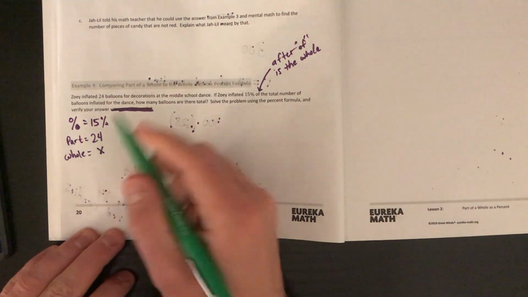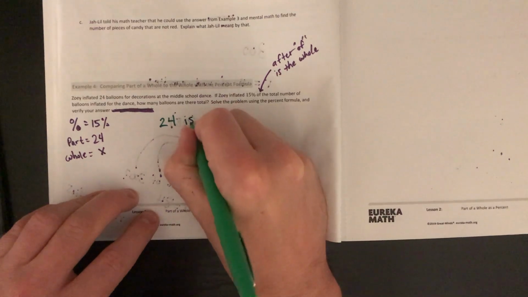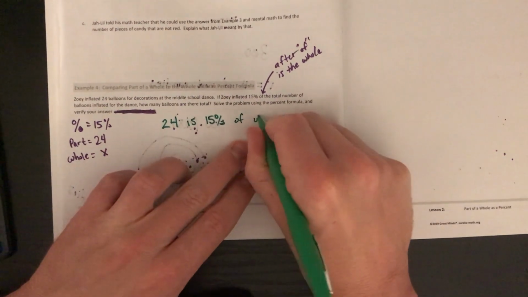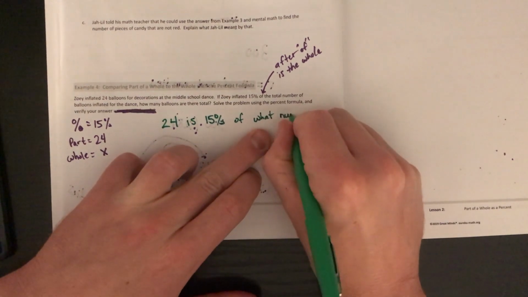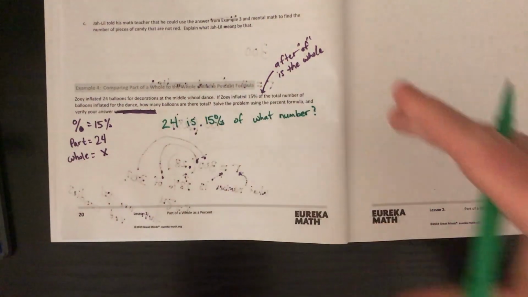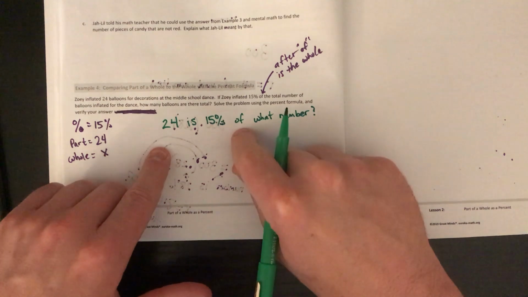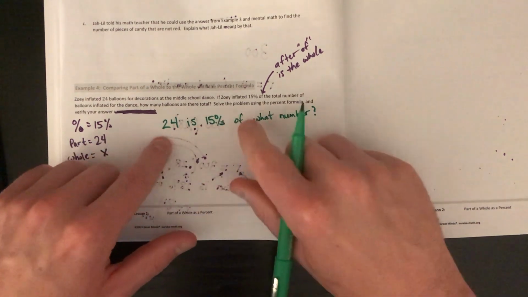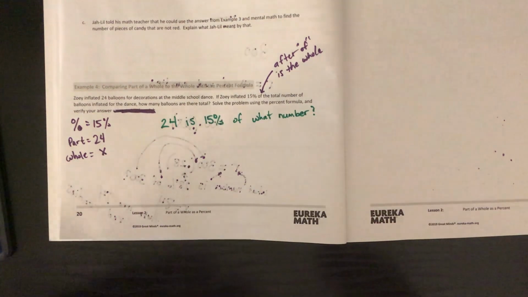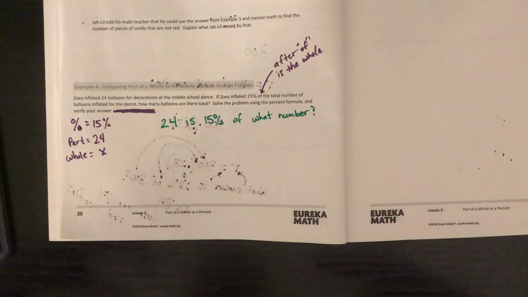So essentially what we're trying to answer here is the question, 24 is 15% of what number? I really like rewriting these complicated word questions about grades or balloons or whatever as just these short sentences that have the pieces that I know and just is, of, and what. Because I know where there's an is, I'm going to put an equal sign. Where there's an of, I'm going to multiply. And where it says what, I'm going to put a variable.